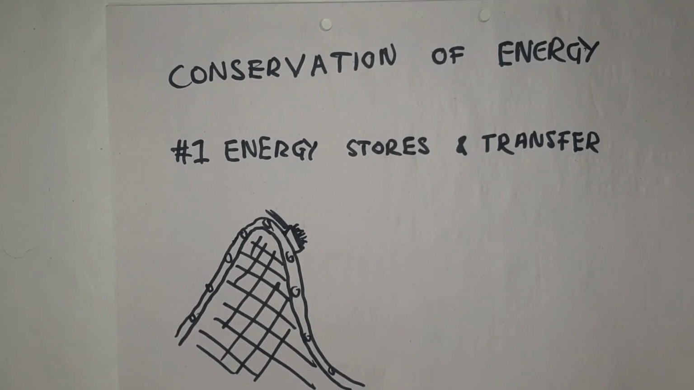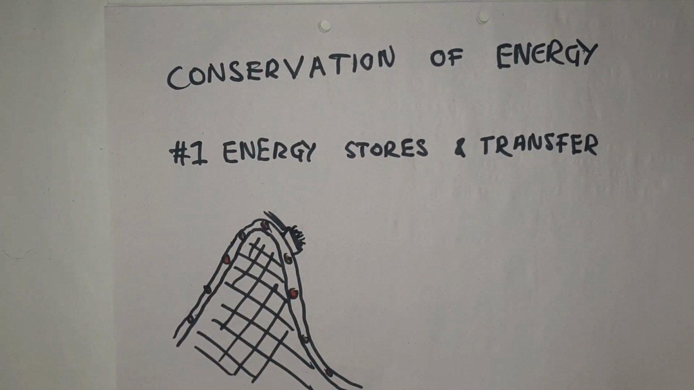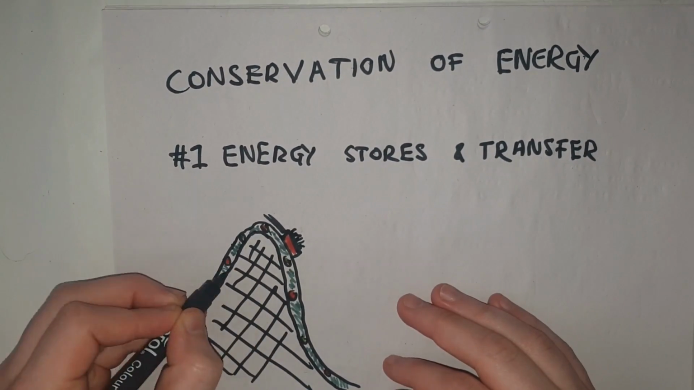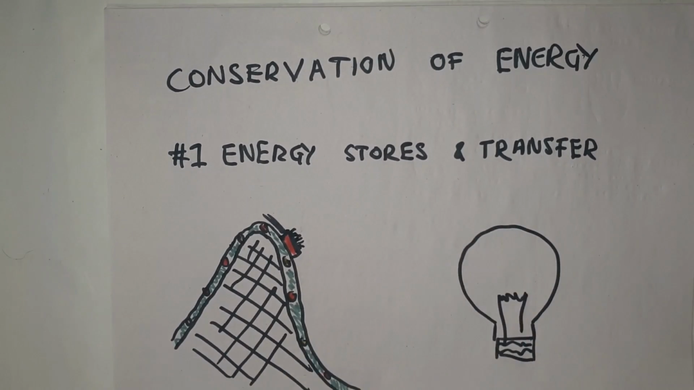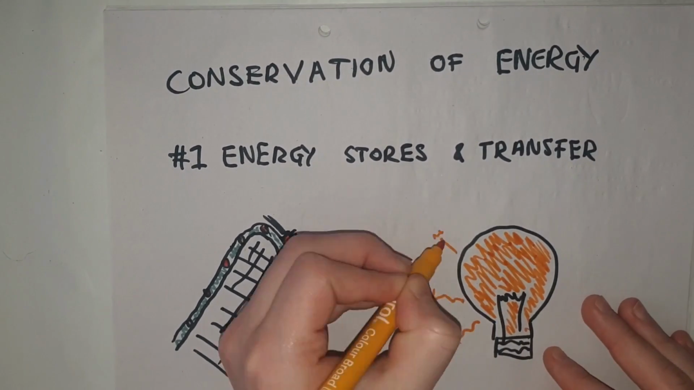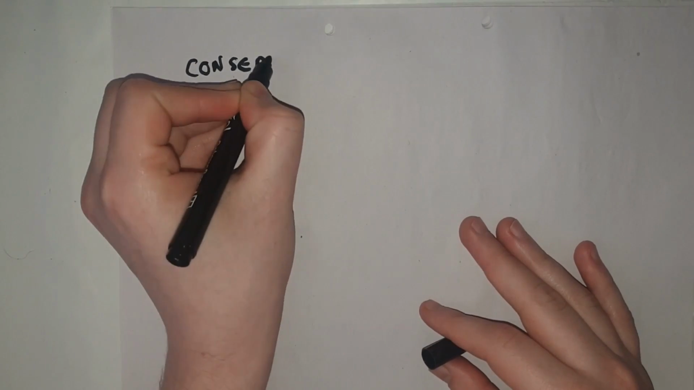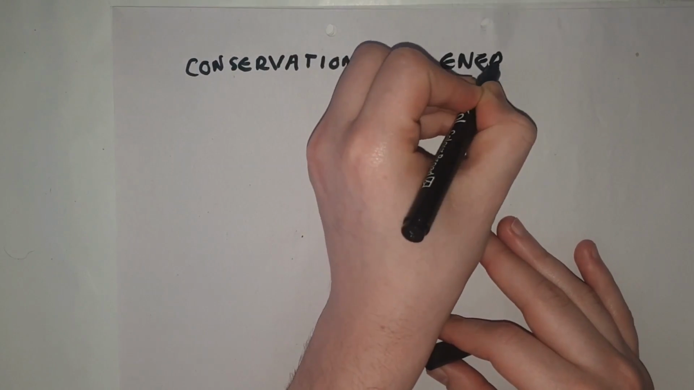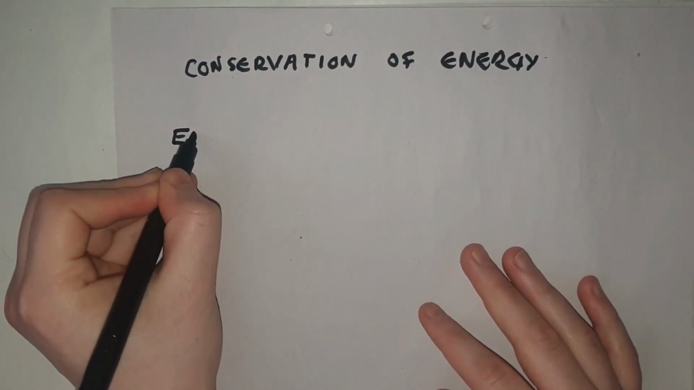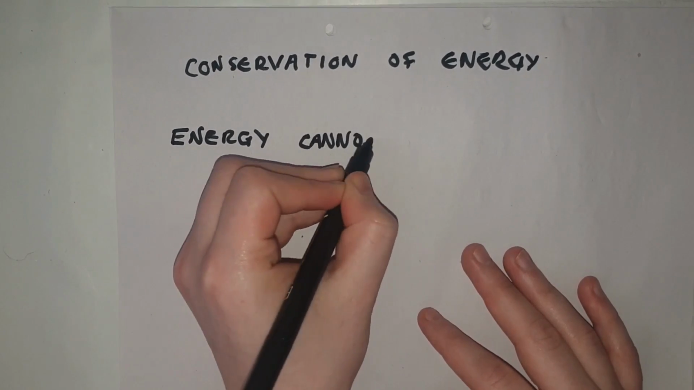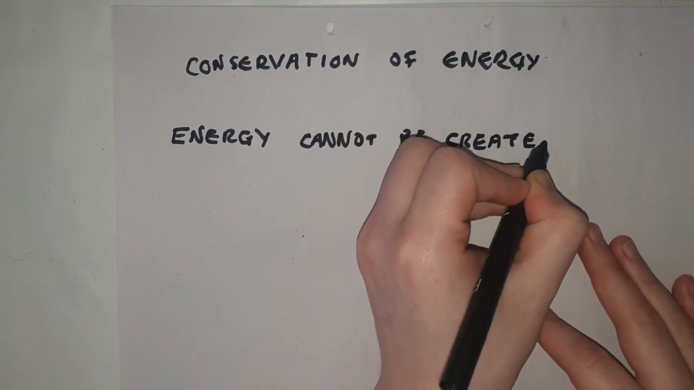In today's video we're going to look at the main energy stores, how energy is transferred from store to store, and how we represent this energy transfer using diagrams. But first we need to know what is meant by the conservation of energy. Now this is one of the key laws in physics, and this is that energy cannot be created or destroyed, it is transferred from one store to another.